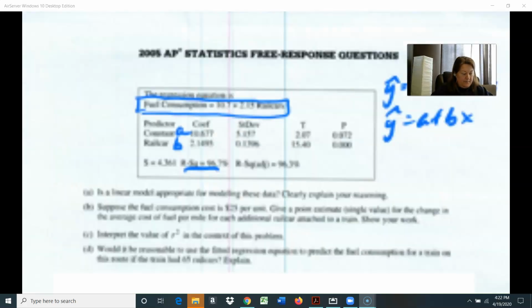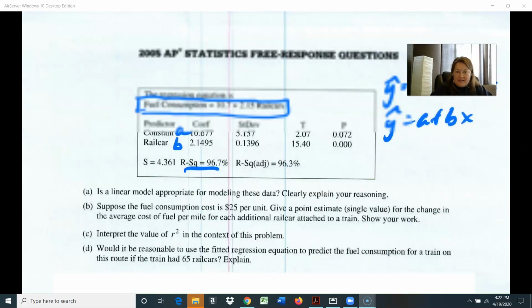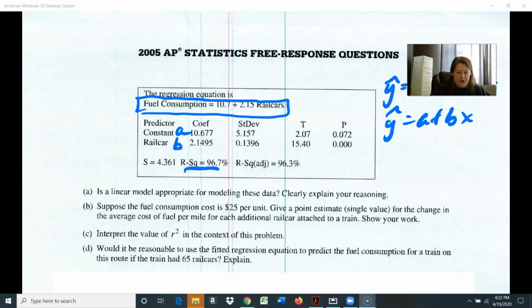All right, part B. Part B says, suppose the fuel consumption cost is $25 per unit. So remember how I said that the fuel consumption only said it was units per mile? Now they're saying for every one of those units, it's going to be $25. Give a point estimate, or a single value, for the change in the cost per fuel per mile for each additional rail car attached to the train. Show your work.